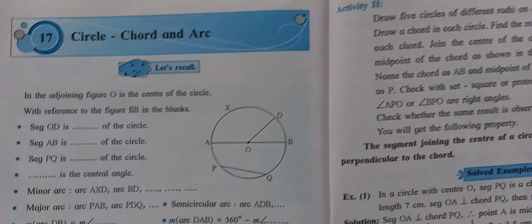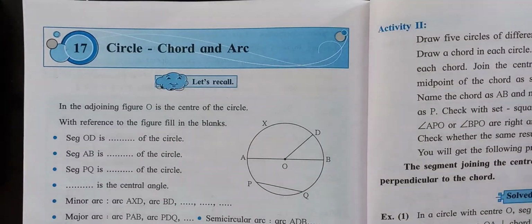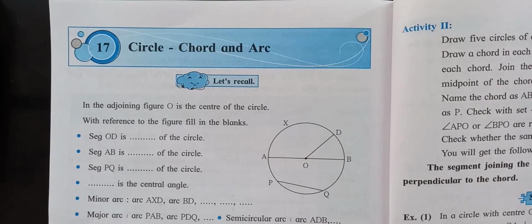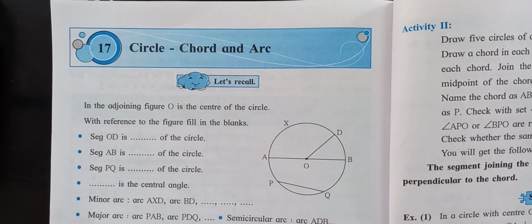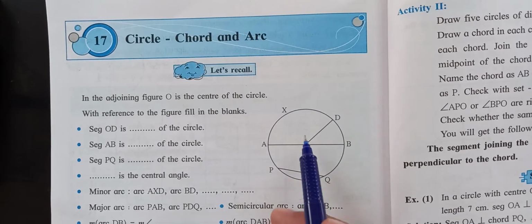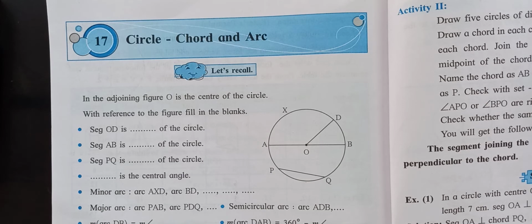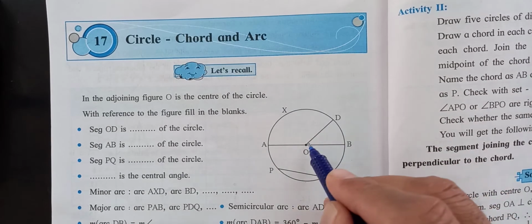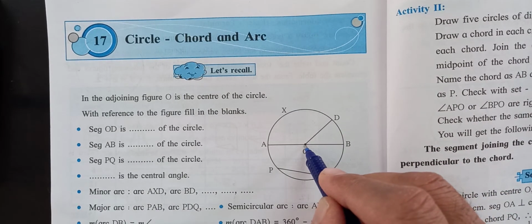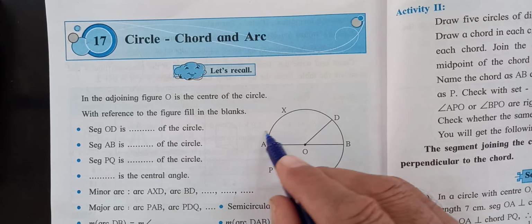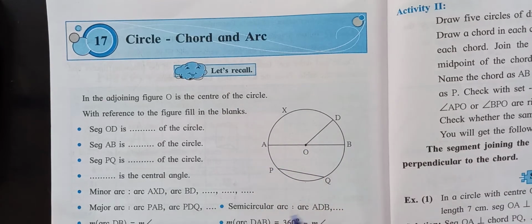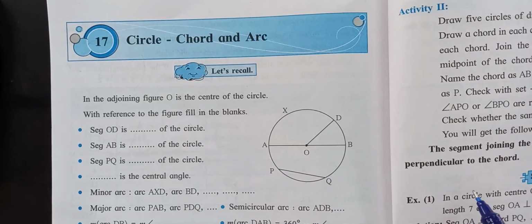Today we will see the new lesson, that is circle, chord and arc. Now here one diagram is given. Already you know what a circle is. A circle is the set of points which are equidistant from this point. This is the center. All points on the circle are equidistant. This one is known as a circle.